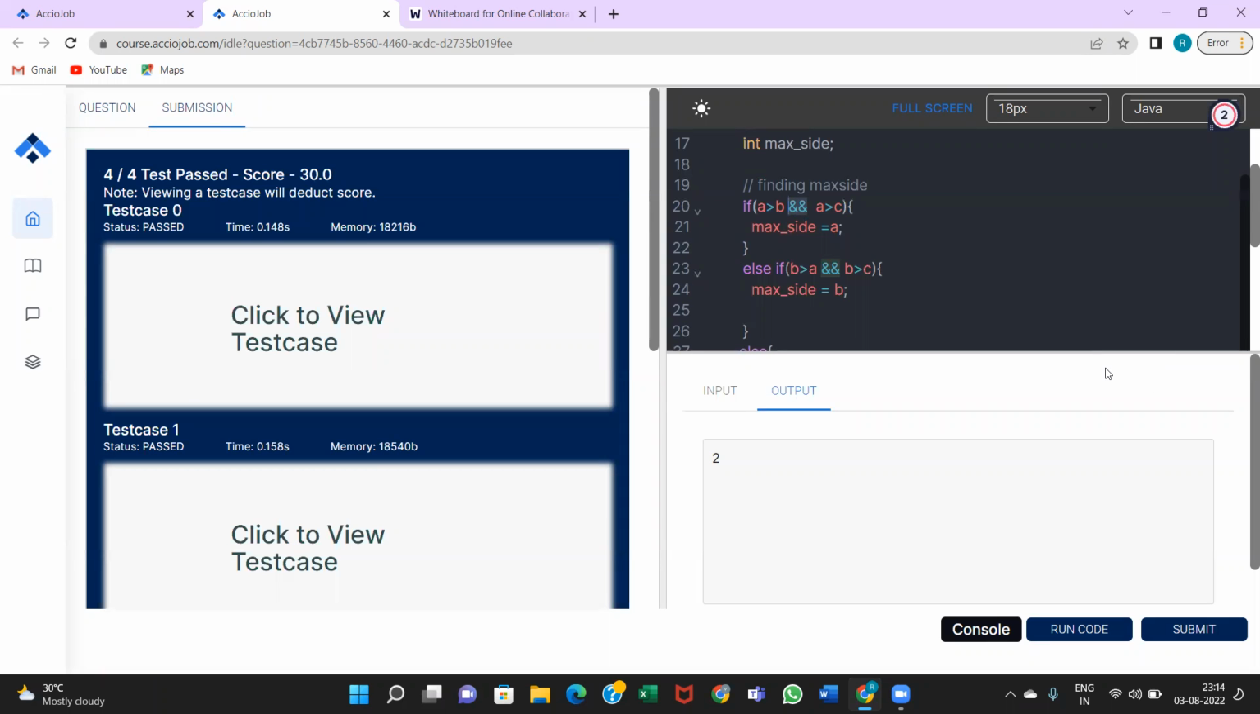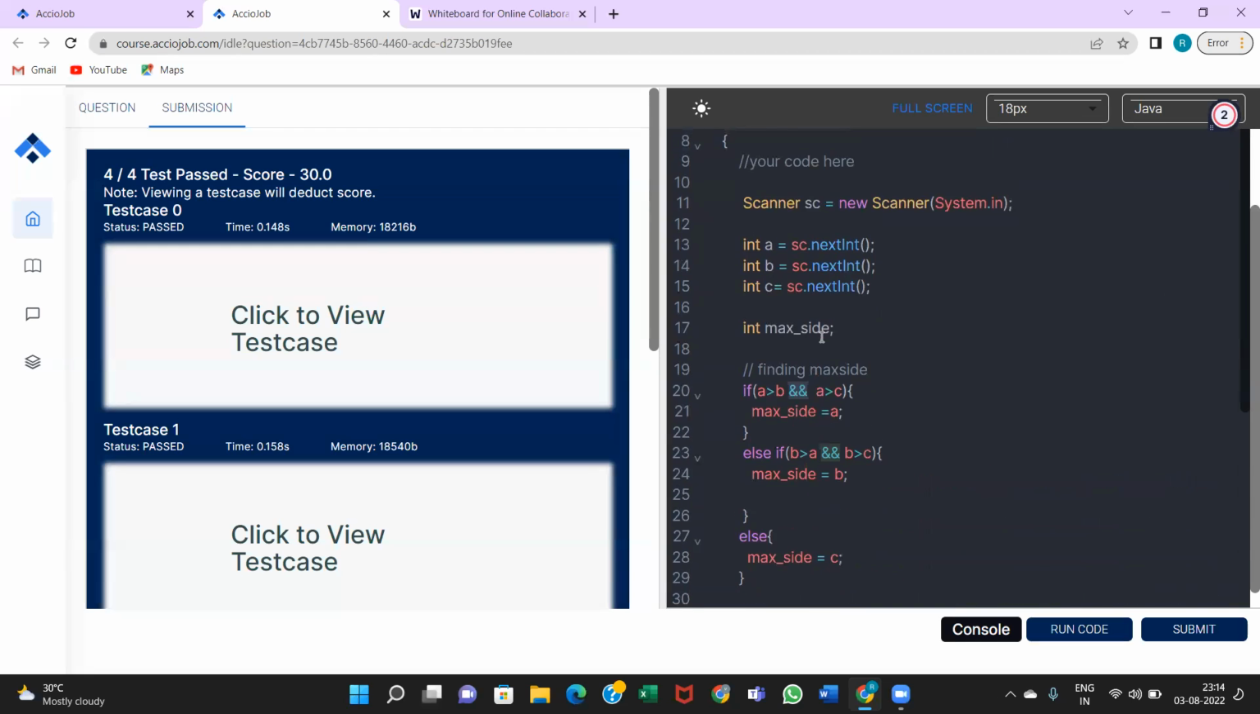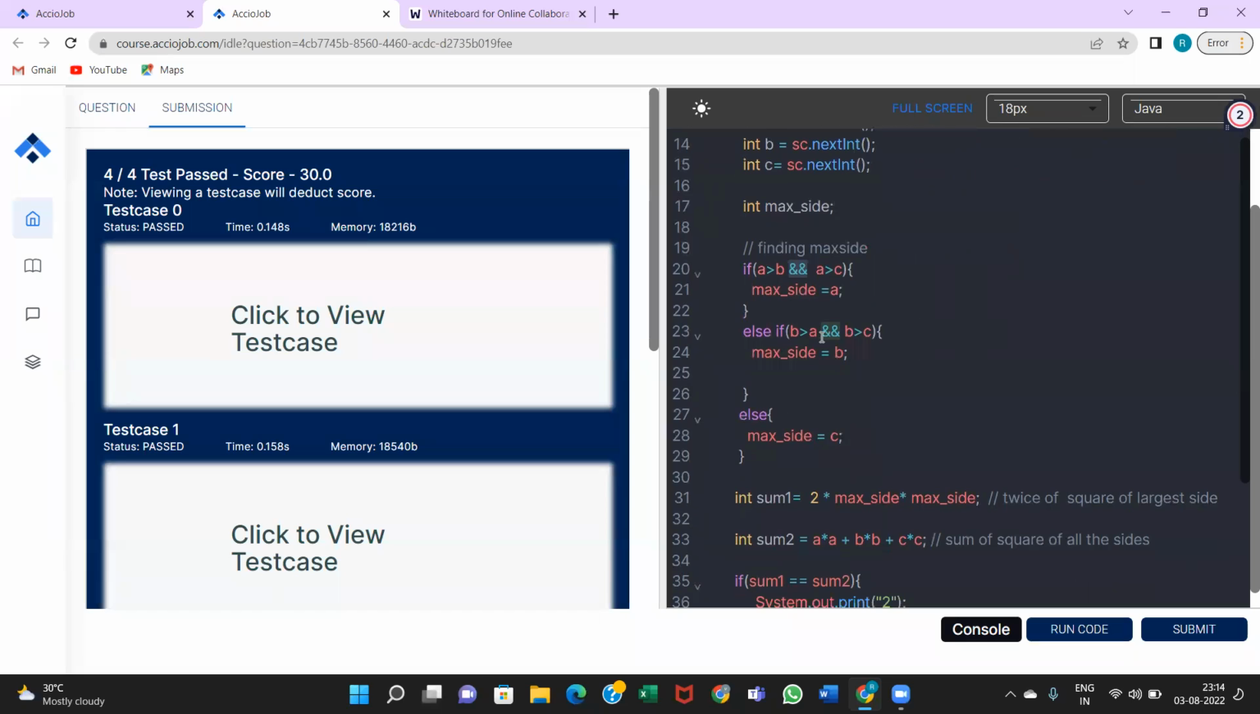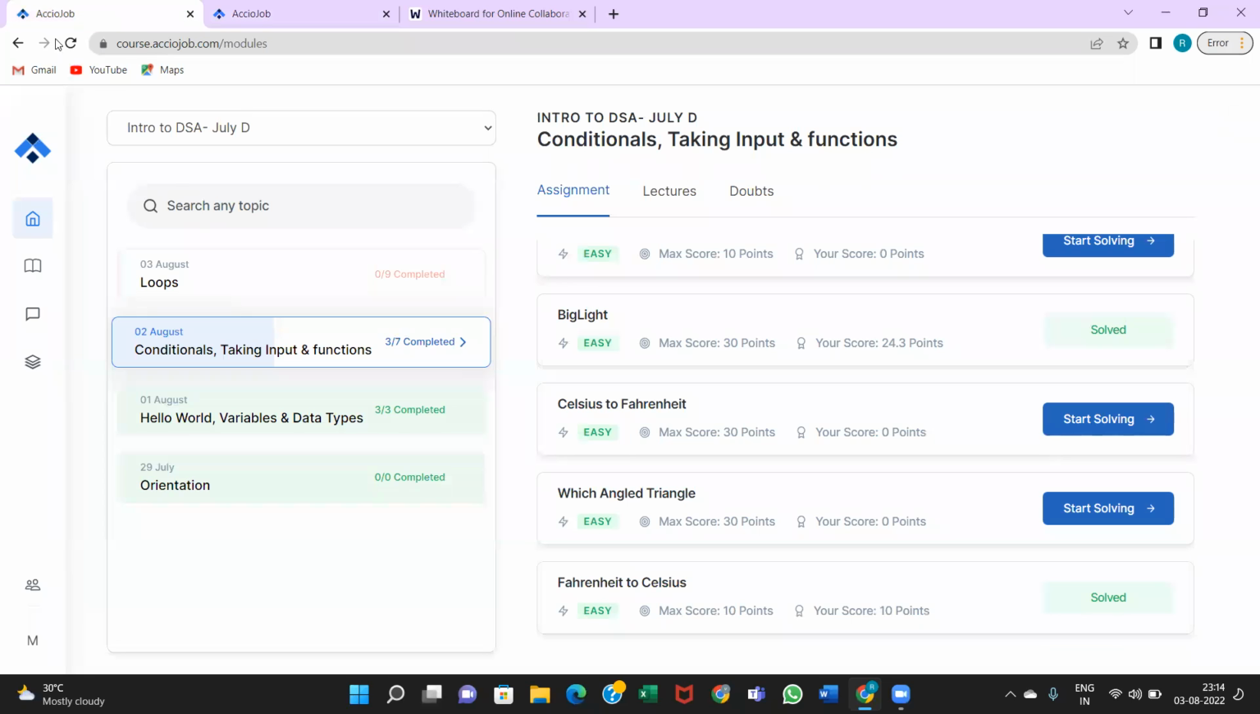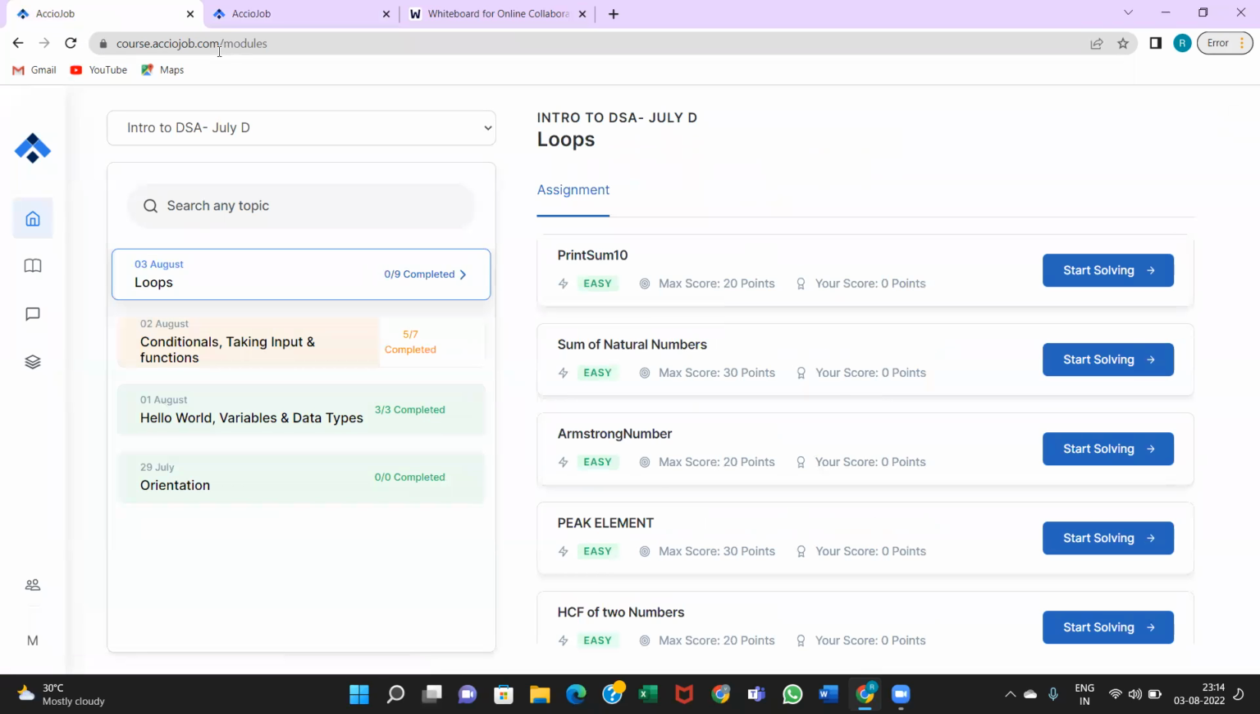Do you have any confusion in this code, guys? Anyone? Guys, yes or no? Any confusion? Are you there?